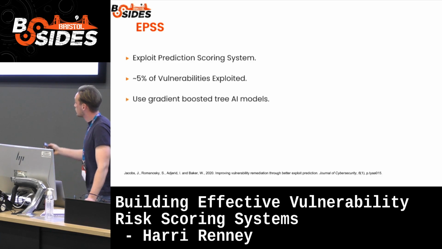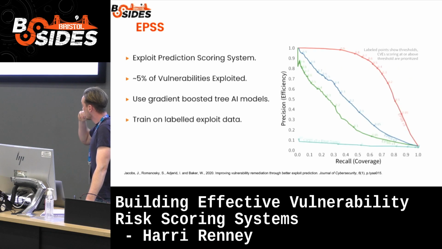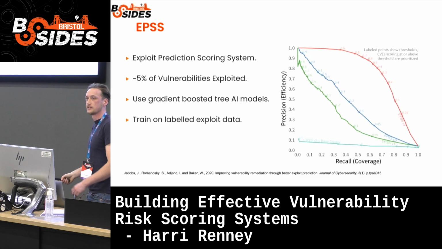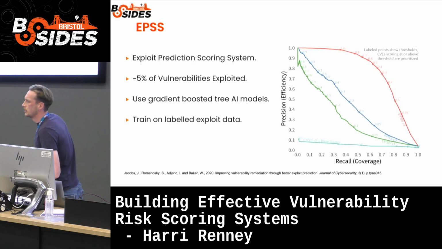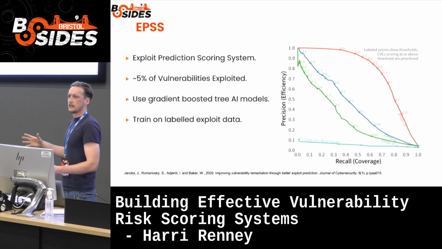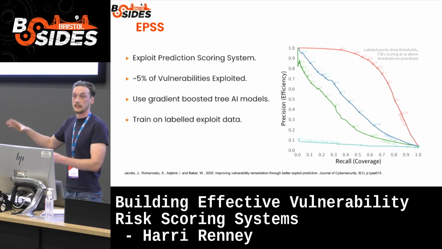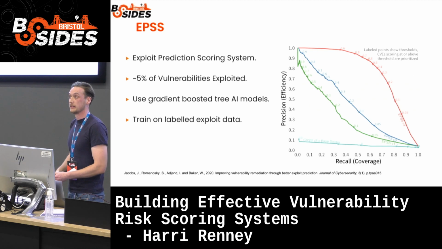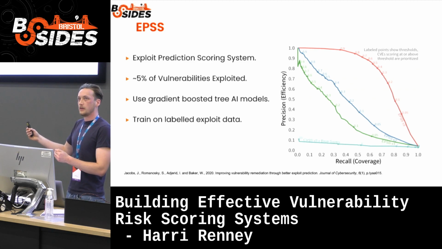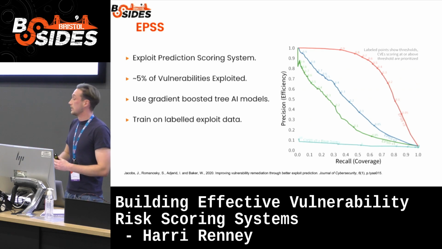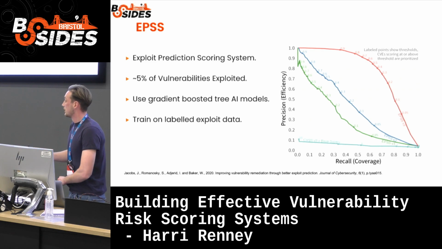So that's a really good score, and it's actually based on an AI model. Using a gradient boosted tree model, they've gathered loads of training data. I think they approached a few different companies like AlienVault, who have honeypots on the internet, so they can see what vulnerabilities are exploited, and they provide that to the people behind this research. So they have this labeled data set. They could see in a 30-day window what vulnerabilities had been exploited, and then they feed that into their machine learning model.